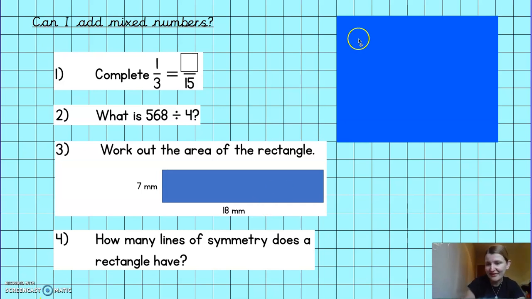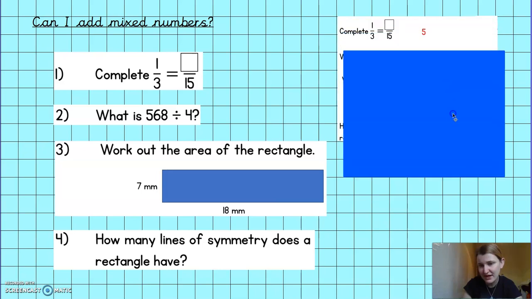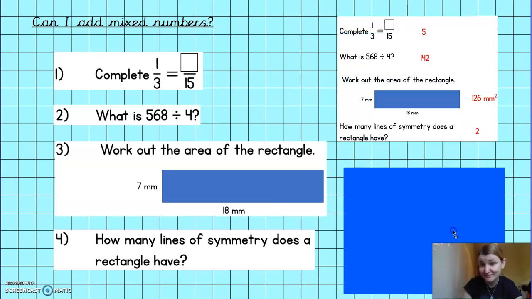Okay, so a bit of a throwback there. We haven't done symmetry so much in year 5 yet. Hopefully you've thought about when you've done it at other points in school. 1/3 would be the same as 5/15 because we multiply 3 by 5, and do the same to the bottom as the top. We did a perimeter yesterday. This is an area. So hopefully you did 7 times 18 to get 126. And lines of symmetry, you could cut it 2 ways with perfect lines of symmetry.